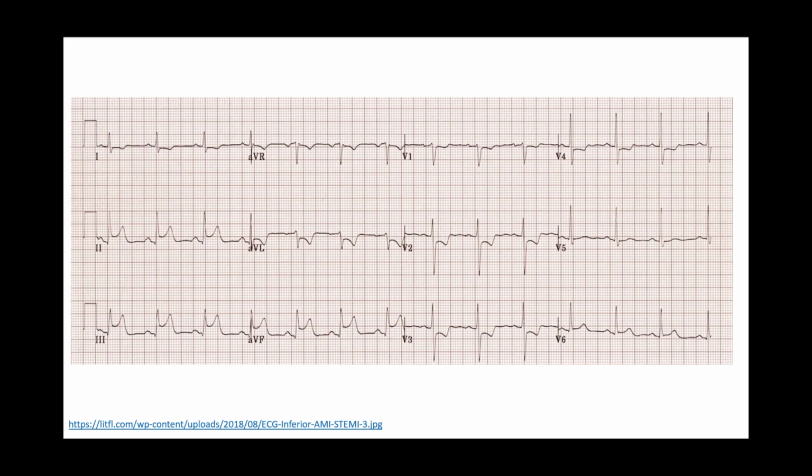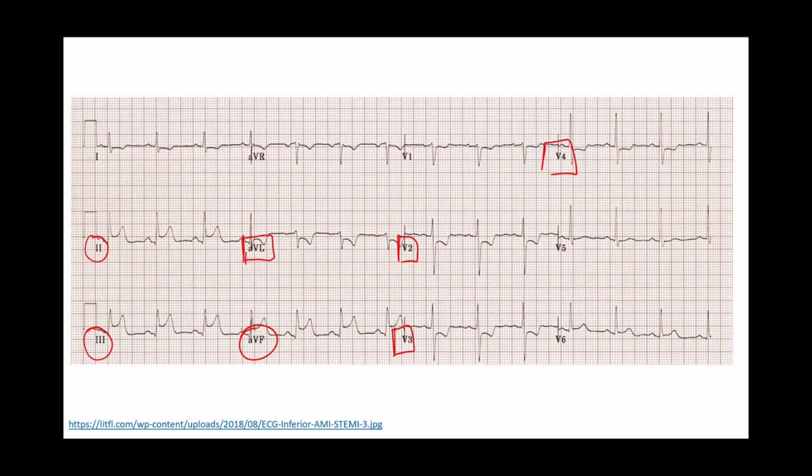Pause the video and give this one a try. What do we see here? So there are definitely ST elevations in leads 2, 3, and AVF. There are ST depressions in leads 1, V2, V3, and V4.